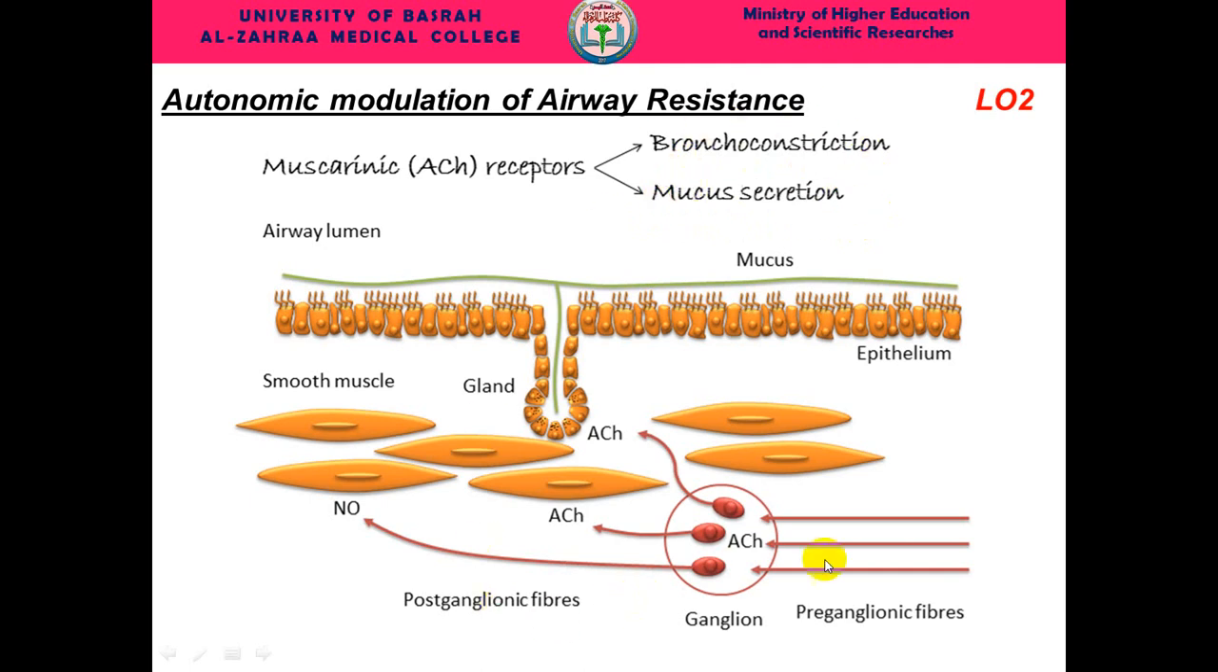So again, we have preganglionic fibers act on the ganglion, and the ganglion will release acetylcholine. Acetylcholine will act on the gland to increase the mucus secretion in the airway lumen, and at the same time, it will act on the muscles, will cause bronchoconstriction and muscle spasm.